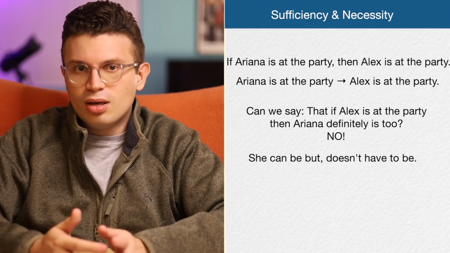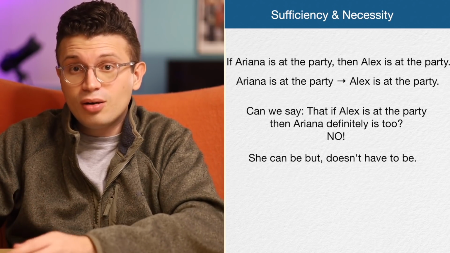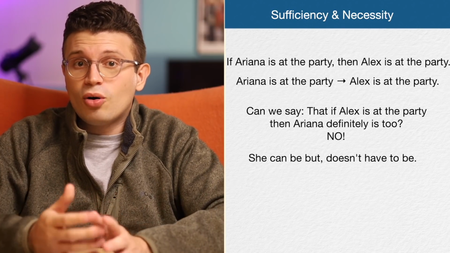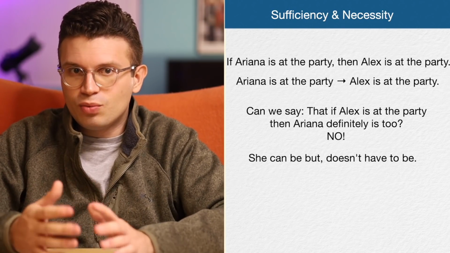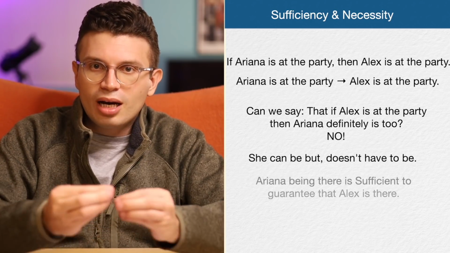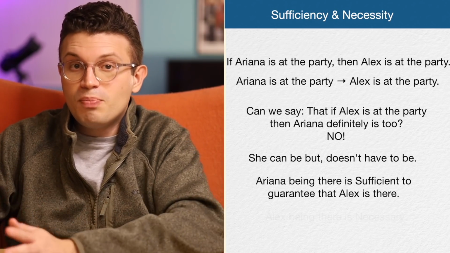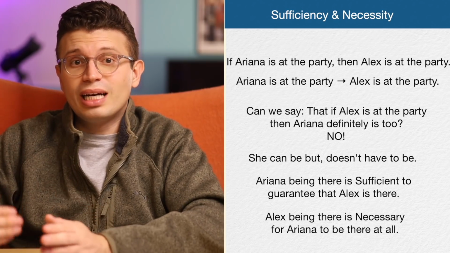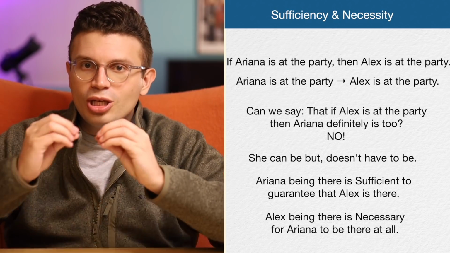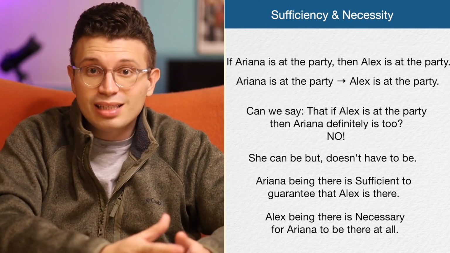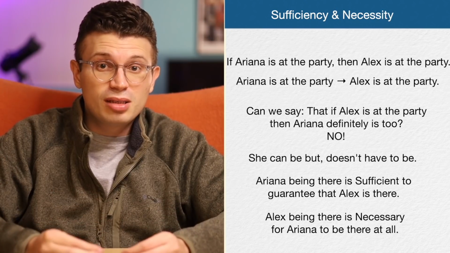But what can we say? We can say that if Alex is not there, then Ariana definitely can't be there. Because according to our rule, if Ariana was there, Alex definitely would be too. So Ariana being there is sufficient to guarantee that Alex is there. Alex being there is necessary for Ariana to be there at all. But just because Alex is there doesn't mean Ariana has to be there. Just like being in France doesn't mean you're definitely in Paris.